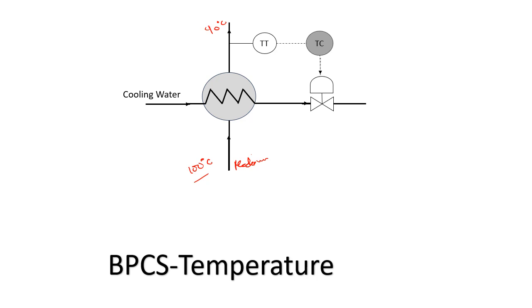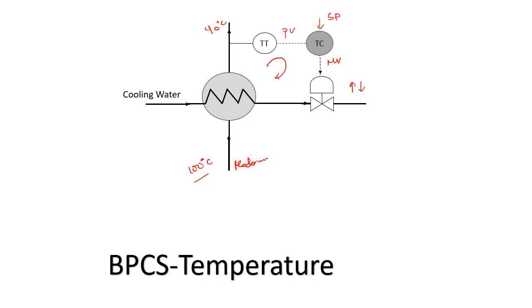There is a temperature transmitter which measures the temperature, which gives you the PV value. Then the operator gives you the set point and the TC generates the MV. And based on this MV, this valve opens or closes, right? And that is how the temperature is maintained. So this is basically a temperature loop.